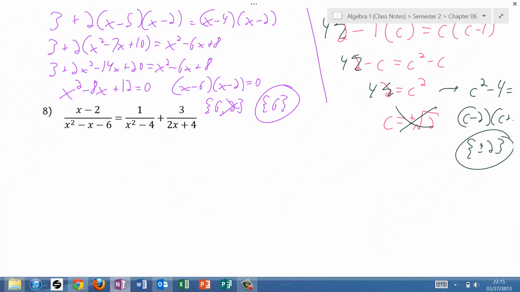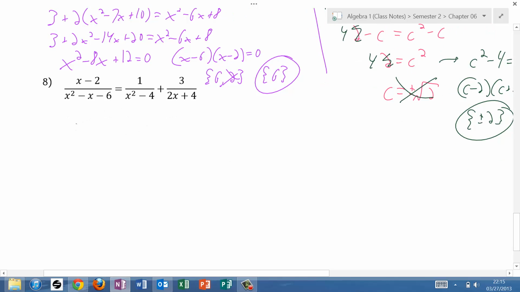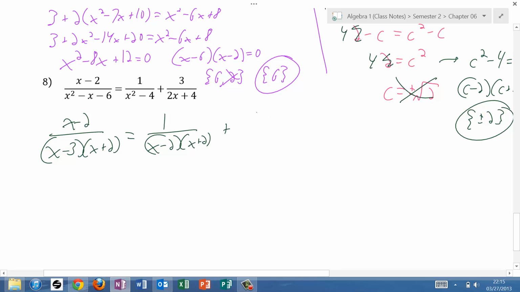Okay, we're going to go back with this last one and practice stating the denominator's restrictions before we do anything. Except first we want to factor: x minus 2 over, this would be x minus 3 and x plus 2, equals 1 over, and this would be x minus 2, x plus 2, plus, and this would be 3 over, and pull out the 2 to get x plus 2. So because we have a lot of factors, let's just say x cannot be equal to plus or minus 2 or 3. We're going to want to check for those at the end.